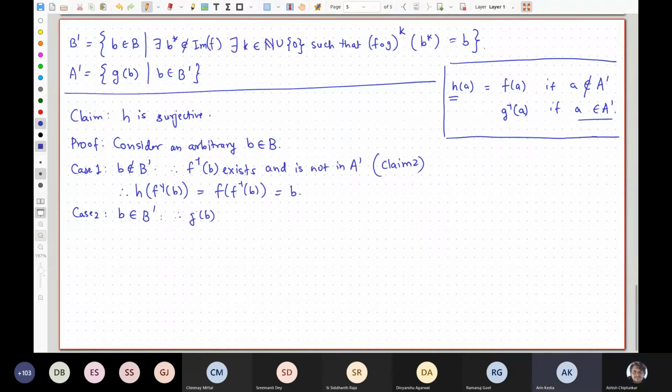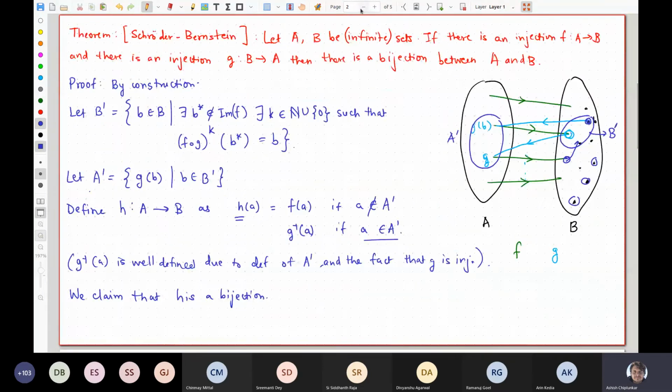Then we have a pre-image of B in A. That is good. Very nice. So therefore, G of B is in A prime. So again, this is by claim 2. Now because G of B is in A prime, what is H of G of B? H of G of B is simply G inverse of G of B. So this is equal to B.